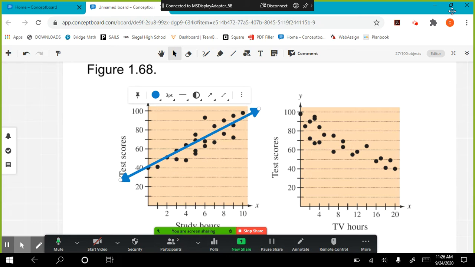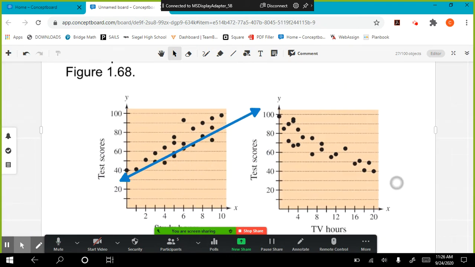And then as you see here, I have to actually draw that again. The more hours of TV, generally speaking, the less you scored on the test. So there is a strong or a good negative correlation based on that. So that's what they did.